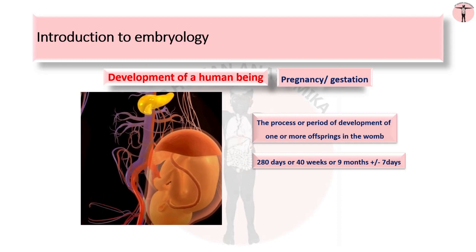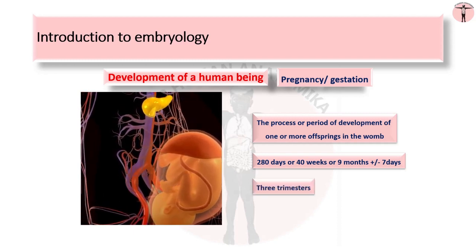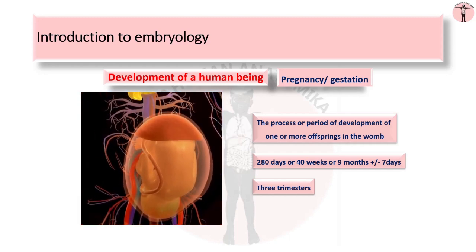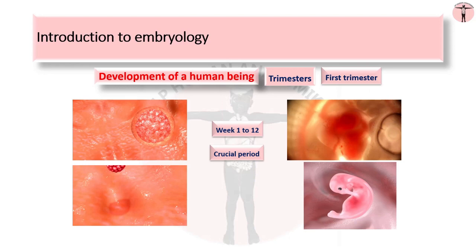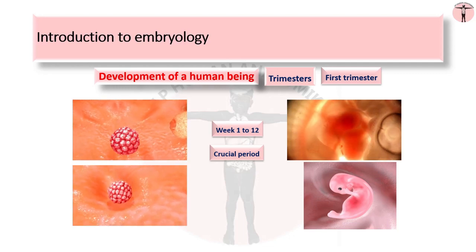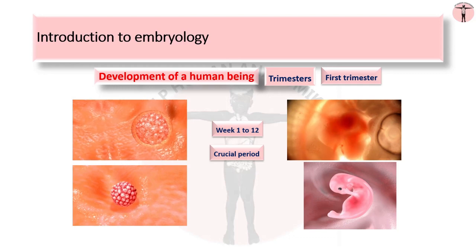A total gestation is divided into 3 trimesters. A trimester is a stage of pregnancy that lasts about 3 months. The first trimester is from week 1 to the end of the 12th week. It is the most crucial and critical period in the development of the fetus. This is the period of crucial events such as implantation, differentiation of germ layers, early organogenesis, and functioning of certain organs such as the heart.